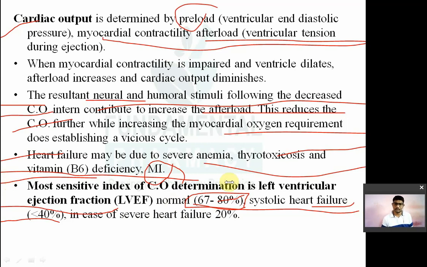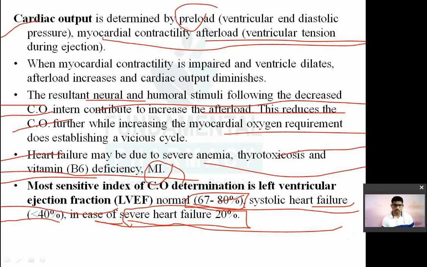In case of severe heart failure, when your heart has failed badly, in that case this left ventricular ejection fraction will decrease up to 20%. So left ventricular ejection fraction, if it is only 20%, that means you need immediate treatment. Okay, otherwise you will die. Okay, so that is known as severe heart failure.